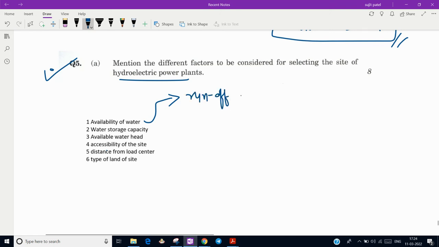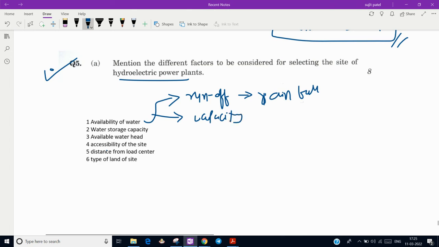Those who are in civil engineering know this: the runoff data as well as precipitation data, that means rainfall data of the past few years, statistical rainfall data. From these two you can get the availability of water. Based on this we can decide the capacity of the hydroelectric plant.